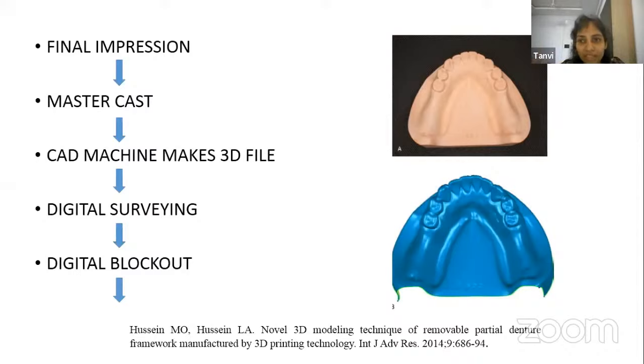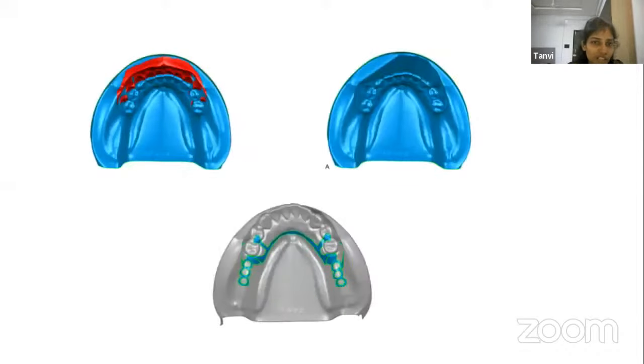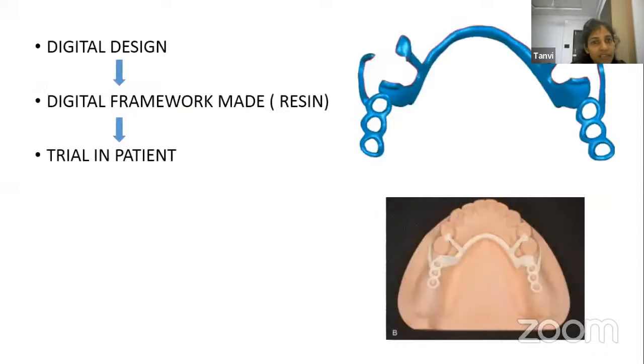As you can see in the figure, what you see is a final impression made, which is a conventionally made master cast. The CAD/CAM machine will make its 3D file. It will do the digital surveying and the digital block out. As you see in the figure, the red part shows the digital undercut areas. The block out is seen in the second figure, and the digital design will make the framework. That framework is made with the help of the 3D printing material, which is seen as white on the cast, adapted on the cast, and then it can be tried in the patient's mouth.